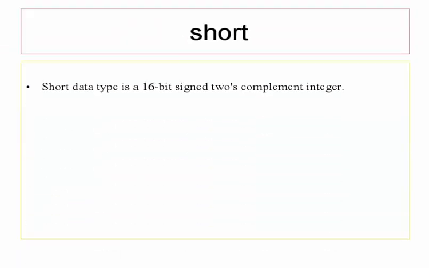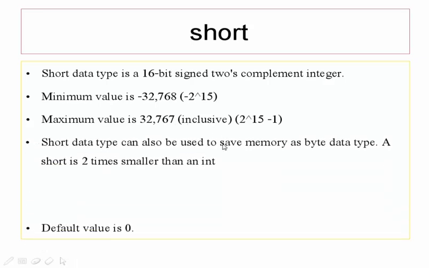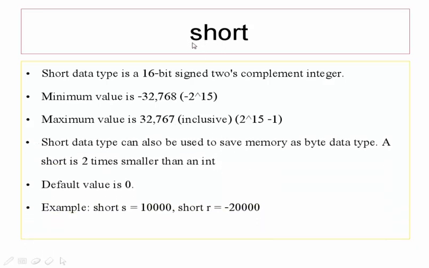Let us understand another data type, which is short. Short is a 16-bit signed 2's complement integer. The range of values we can store in short is -32768 to 32767. So short is 2 times smaller than int. For example, if your value lies between -32768 and +32767, then I would recommend you to use short.